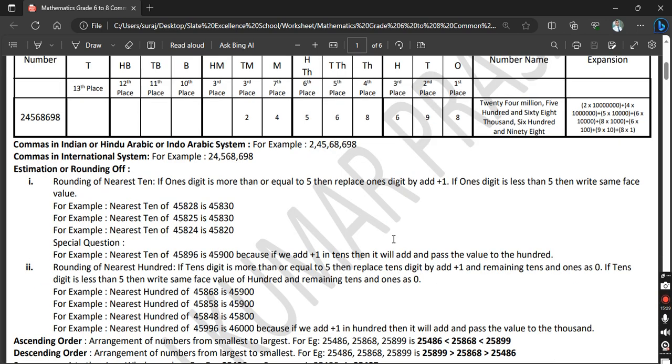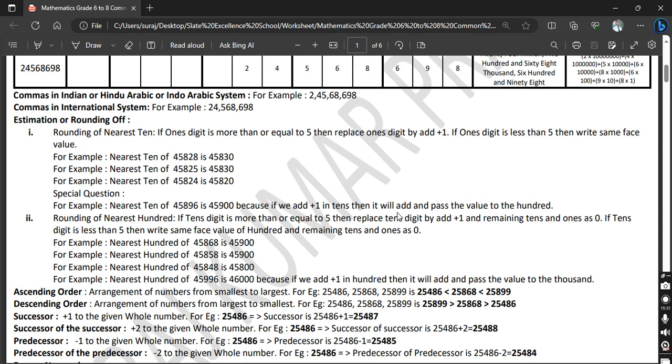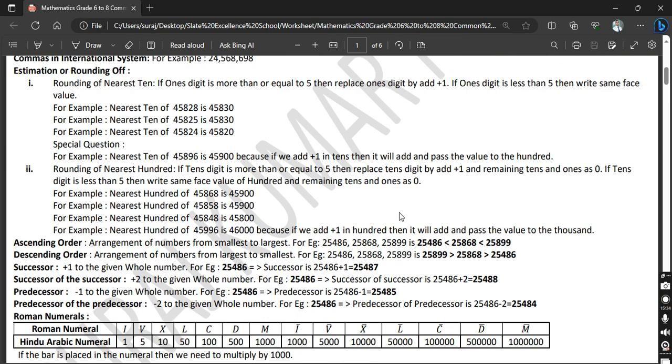Let us move to the next topic, that is estimation or rounding off. It is one of the very important topics, rounding to the nearest tens. If the digit is more than or equal to 5, we round up. First let me give you an example of why it is required. If you went to any shop and purchased something, suppose the bill is 502 rupees, your shopkeeper will take within 500 rupees. The person will not try to take that 2 rupees. That is the rounding of the bill; basically it is done to avoid that confusion.